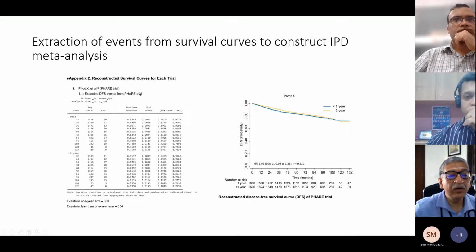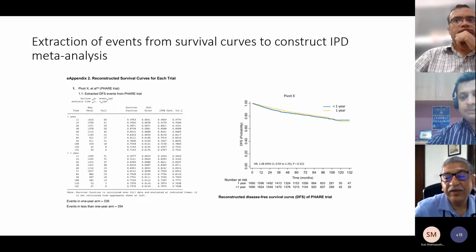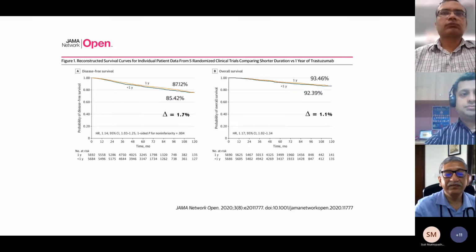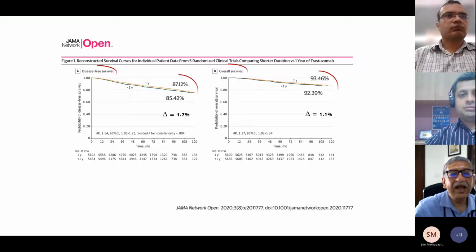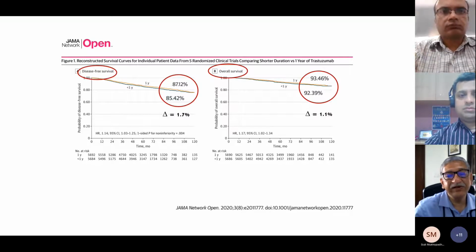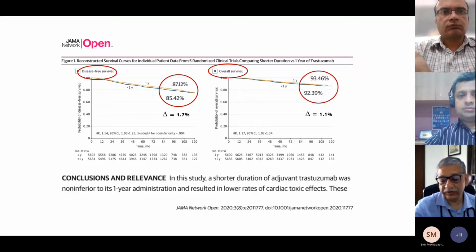And I show you this slide only to give you a sense of the exquisite accuracy with which we were able to reconstruct the survival curves. The curve on the right is a reconstructed curve that we constructed by extracting individual time events from the published curves. And we showed that 3 to 6 months of trastuzumab is actually non-inferior to its 1 year use.